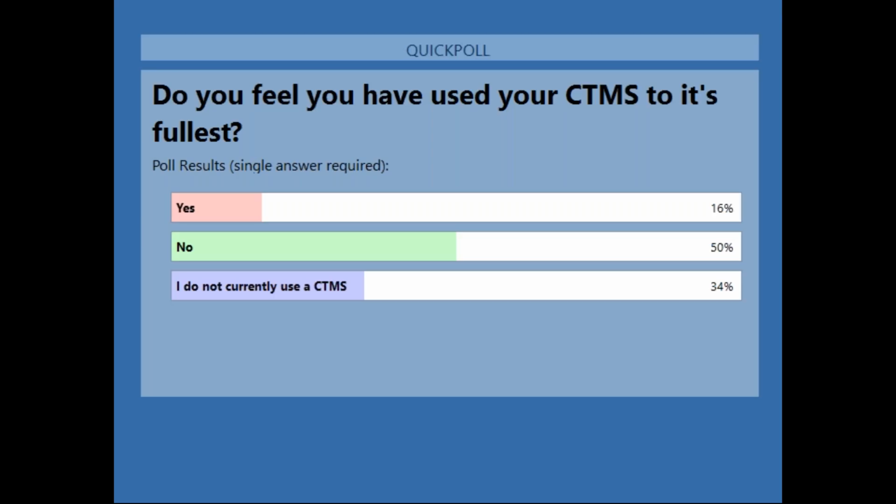All right, closing. And for the results, Rick, can you see the results on your screen? I can barely see the numbers, though. Okay. So for people who feel like they are using it to the fullest, we have 16% yes, 50% no, 34% not using a CTMS currently. Okay. Well, that's really eye-opening for sure, and I'm glad we put these questions on here.